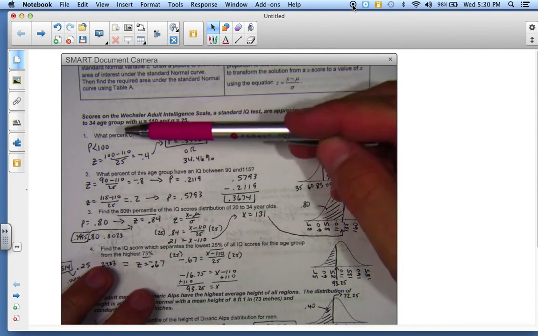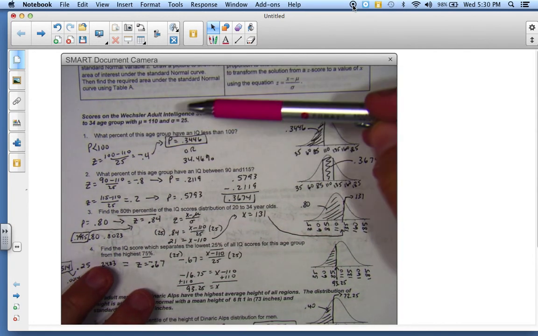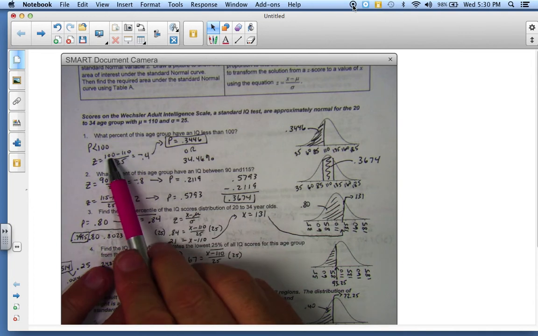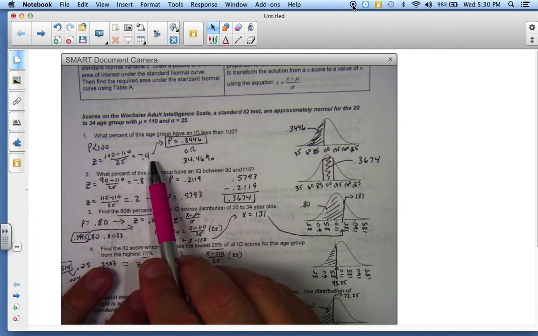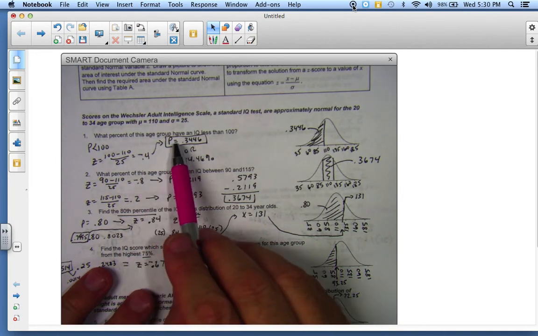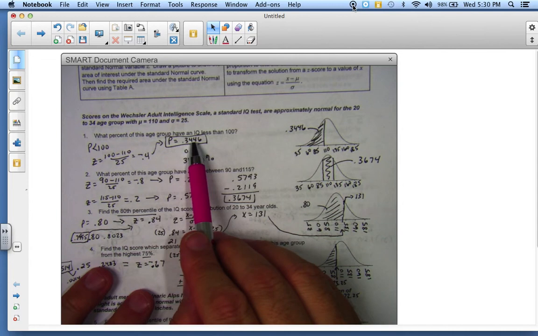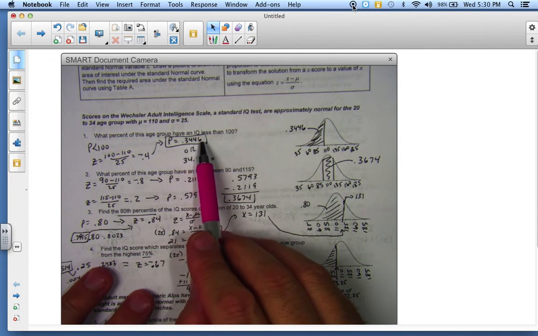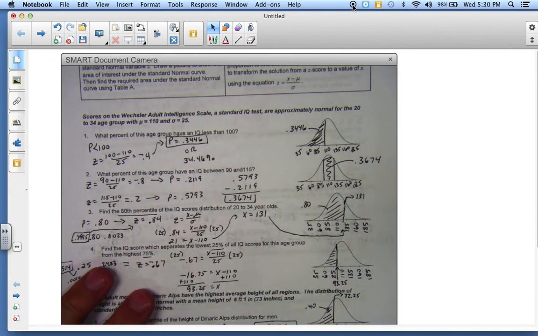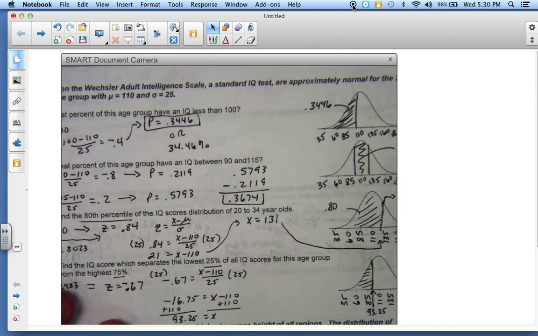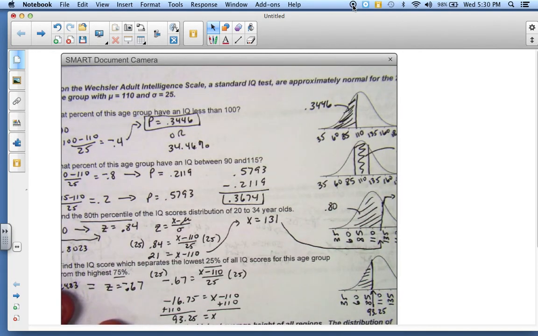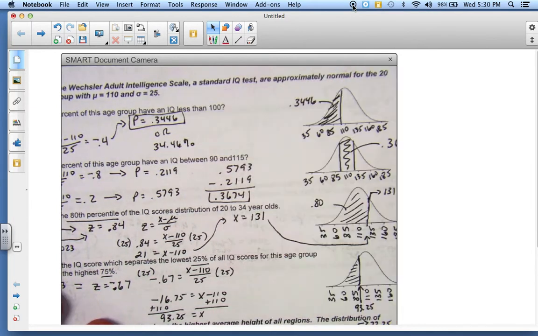You want a percent that is less than 100. Well, what you do is that's your x value, so you find your z-score of negative 0.4. You then look at your orange sheet, which is your table A. You convert that to a p-value, and you have 0.3446. You can either leave it at 0.3446, or you can say that 34.46% have an IQ less than 100. And since it's less than, we want to shade to the left.